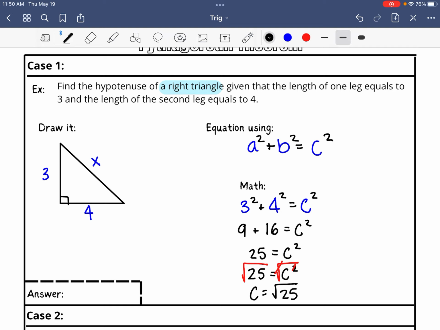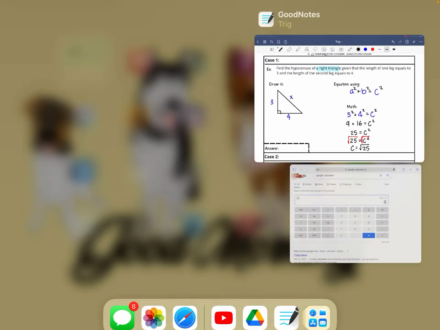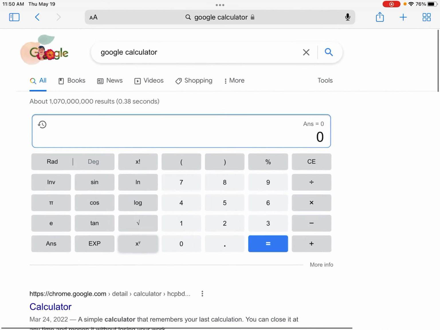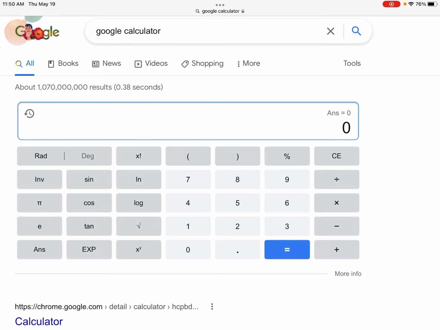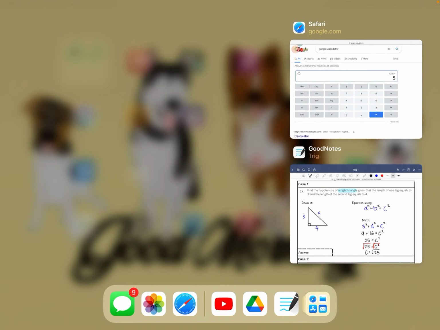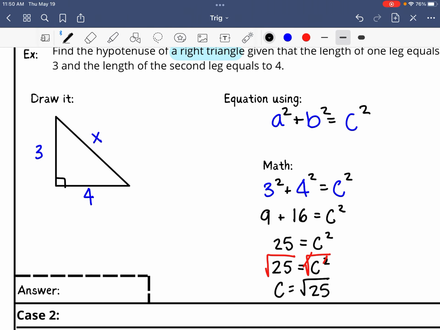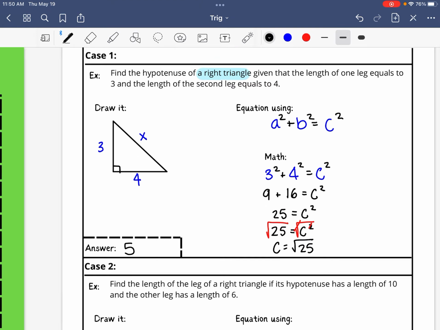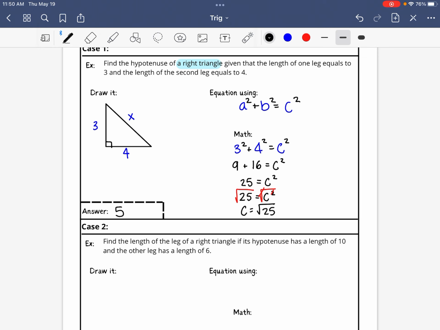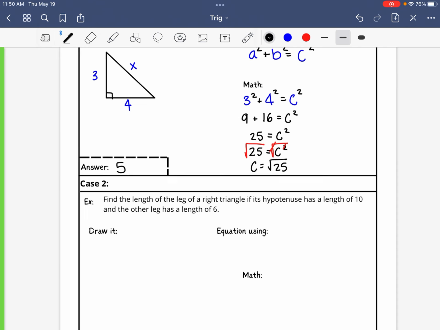So what two numbers multiply together is 25? Or you can use a calculator. I really like the Google calculator. So I'm going to do square root 25 and I get 5. So my answer is 5 and I'm going to write it right over here. Cool. Now let's do the second one.